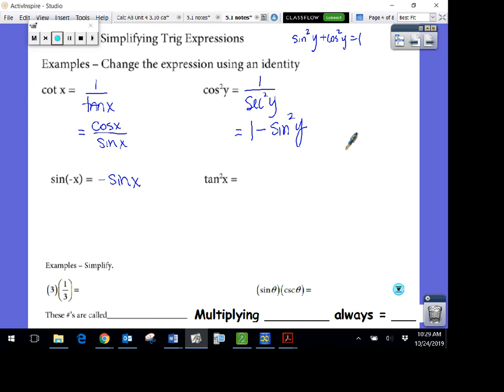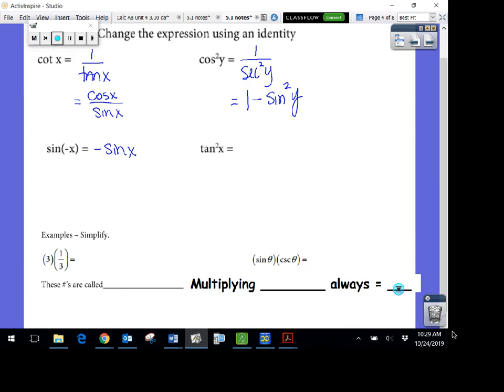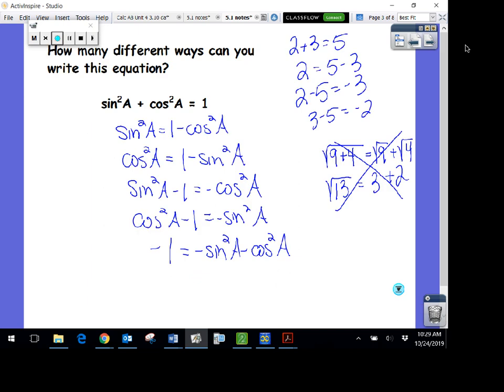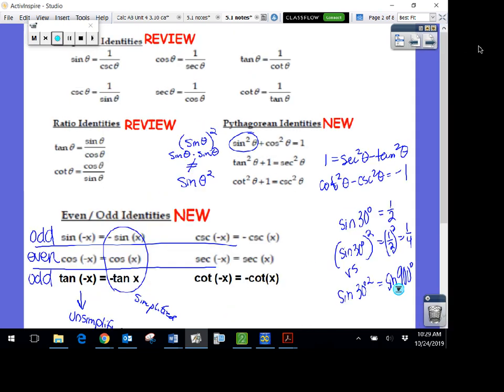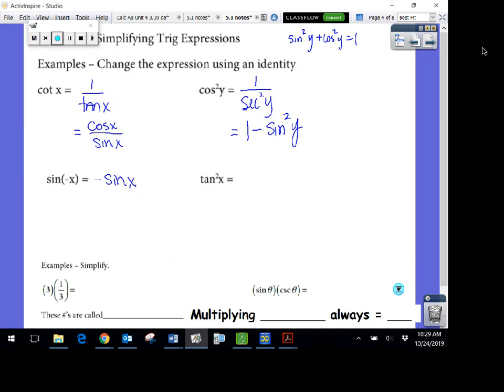And then tangent, there's at least 3 different ways we could write this. So we might need that Pythagorean ID. So let's look at our Pythagorean ID again. This second one right here, tangent squared. So I could get rid of that 1, bring it over to the other side. So one way to rewrite that would be secant squared x minus 1.